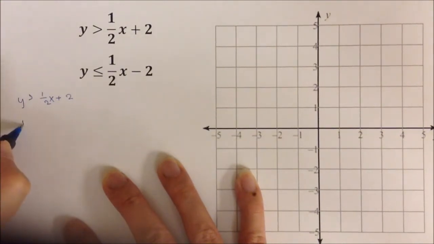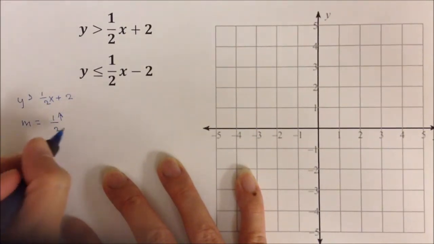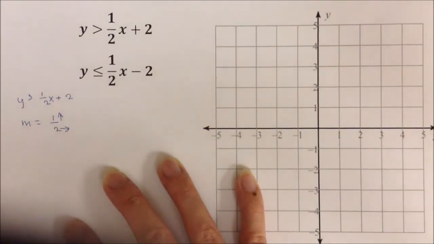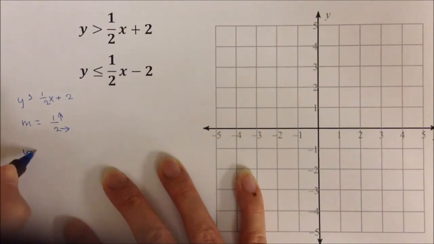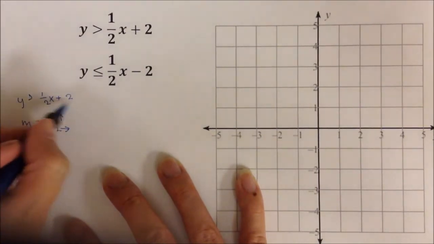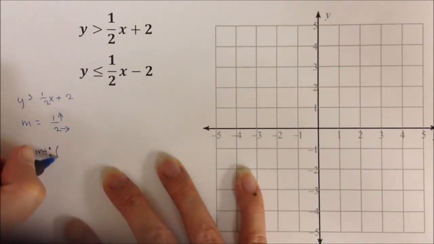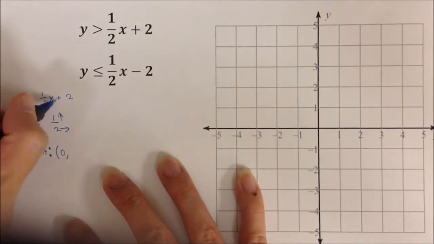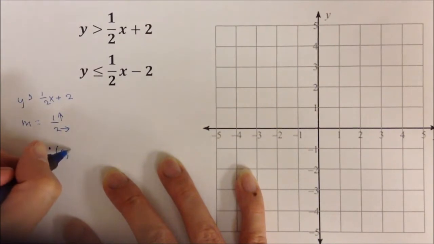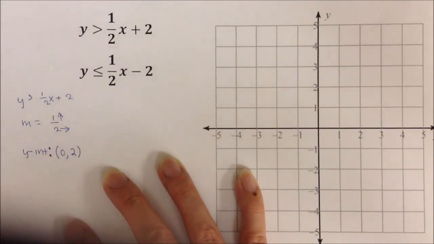Now my slope, the number in front of x, is positive 1/2. So that means that I'm going to go up 1 and then right 2. And then our y-intercept will be the number by itself. So (0, 2), since it's plus 2, it's a positive 2. So I have all my information for that inequality.